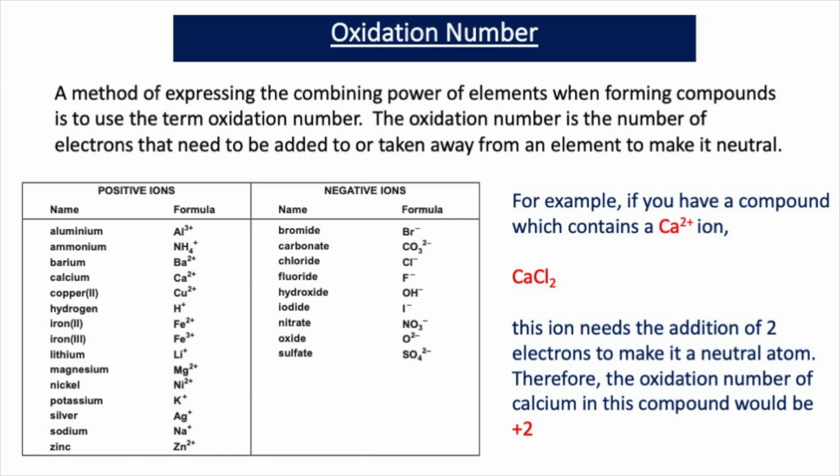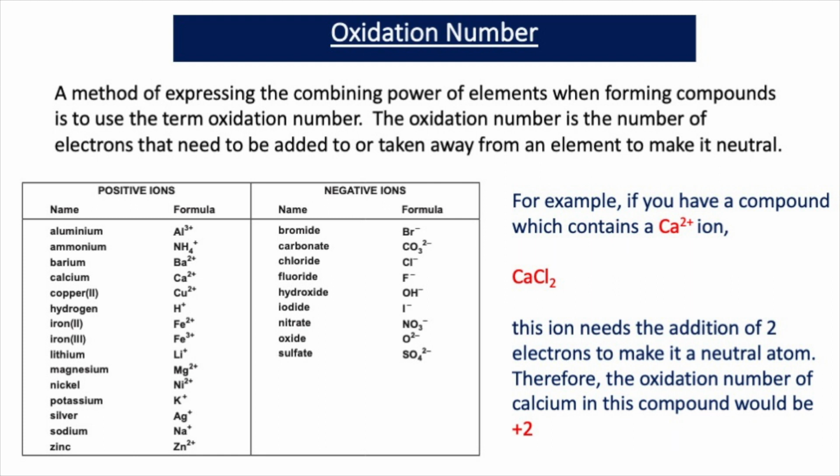Now, as we've seen from these two examples, the ratio of elements in a compound depends on the charges of these ions. And we can think of this as combining powers. A method of expressing the combining power of elements when forming compounds is to use the term oxidation number. The oxidation number is the number of electrons that need to be added or taken away from an element to make it neutral.